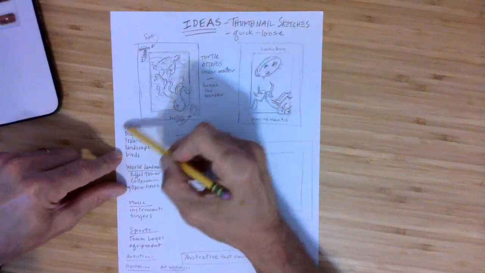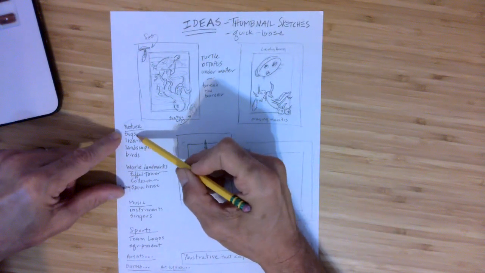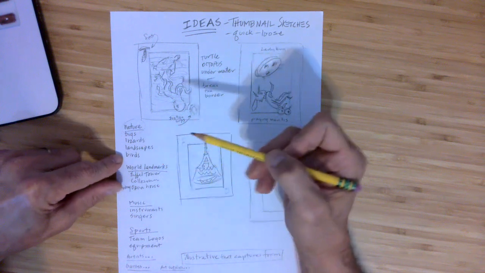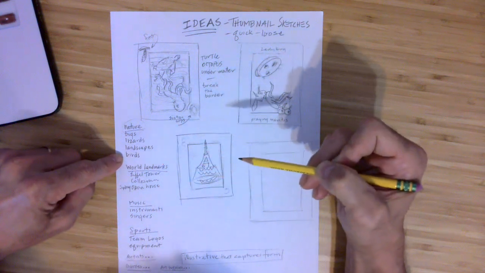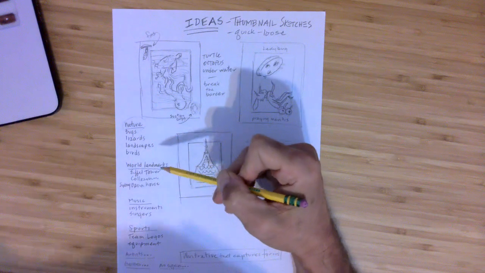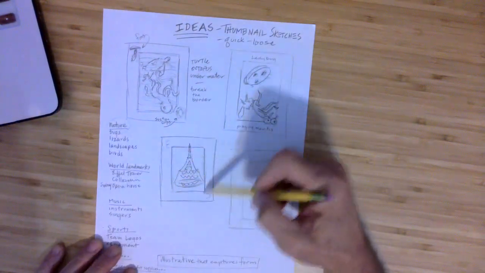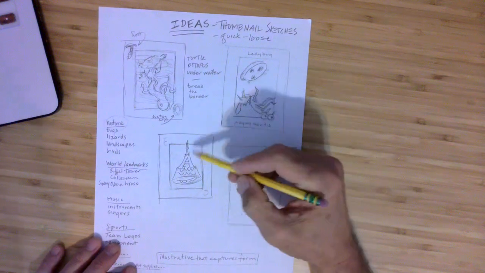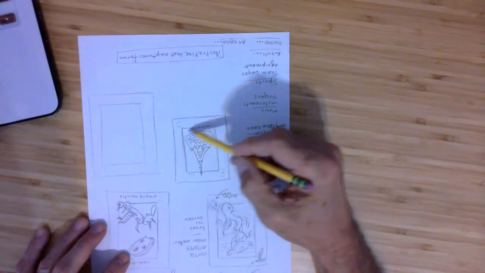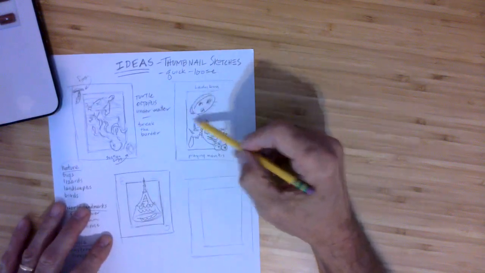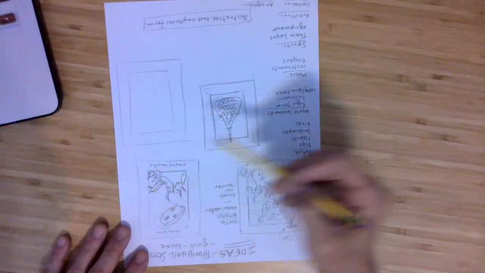A theme could be nature. Nature could be bugs or lizards or landscapes or birds or whatever part of nature you think is interesting. It could be world landmarks. Here I have just a little 30-second sketch of the Eiffel Tower. And if you look this way, it's the Roman Colosseum. Up here I have one where there's a ladybug this way, and this way is a praying mantis.